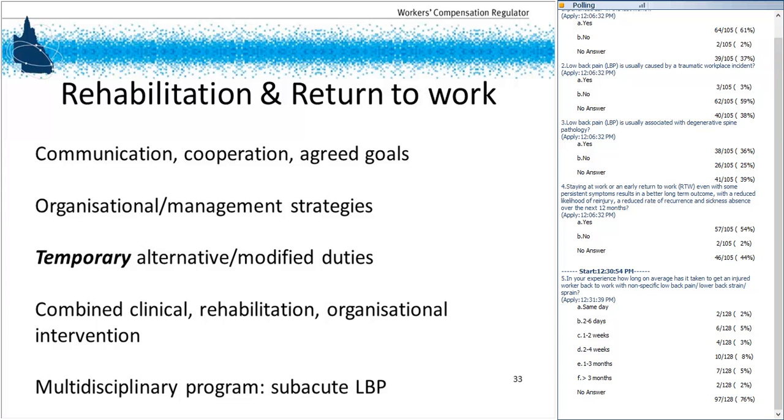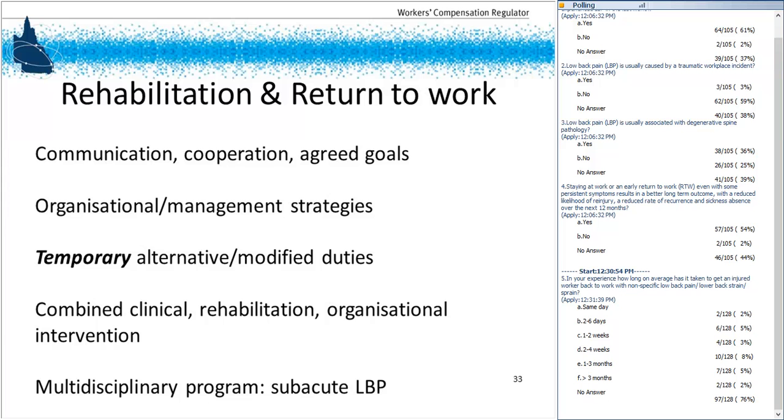However, there is possibly the strongest evidence that the provision of temporary alternative or modified work duties or ergonomic workplace adaptations will facilitate an early return to work and can reduce the time lost from work. And simple task modification may be all that is required to facilitate a return to work. There may in some cases be benefit involving a rehabilitation provider. And there's moderate evidence that a combination of optimal clinical management, a rehabilitation program, and organisational interventions themselves are more effective overall than single elements alone.